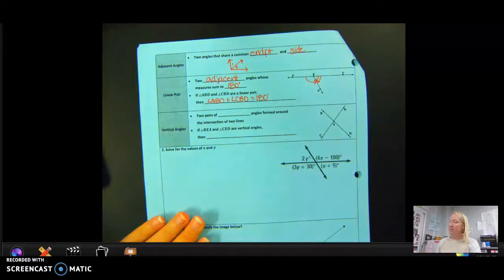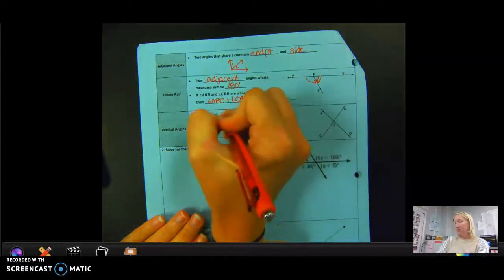Vertical angles: two pairs of opposite angles formed around the intersection of two lines.